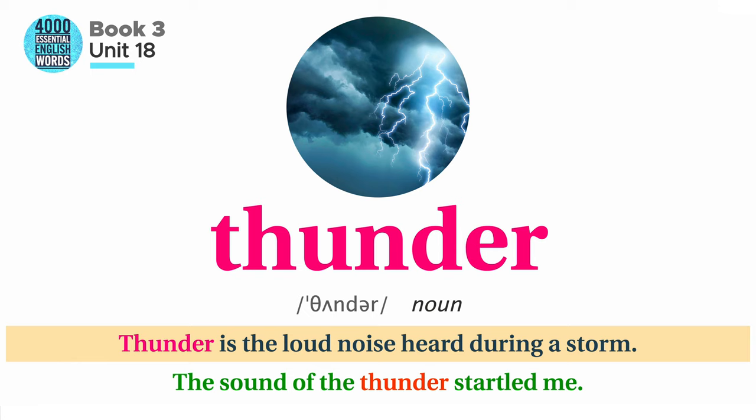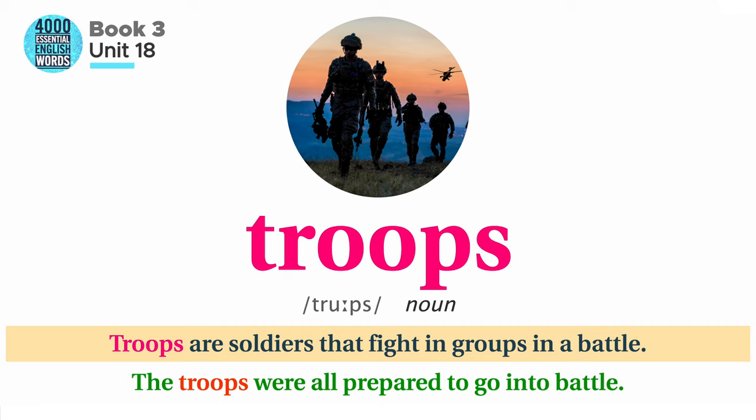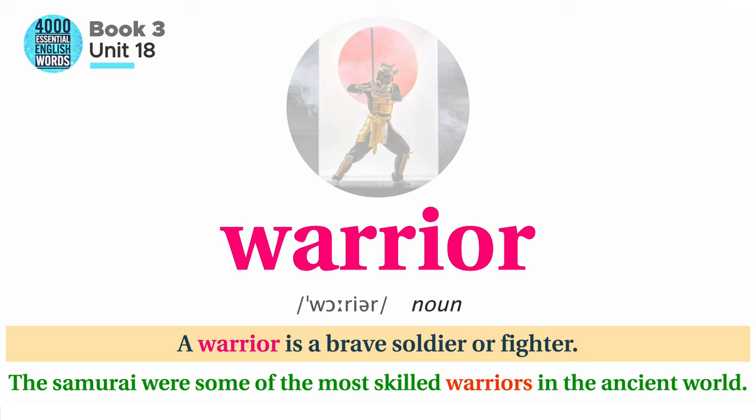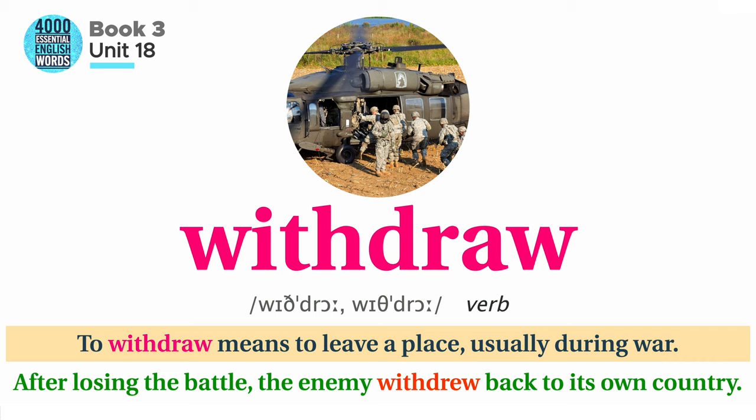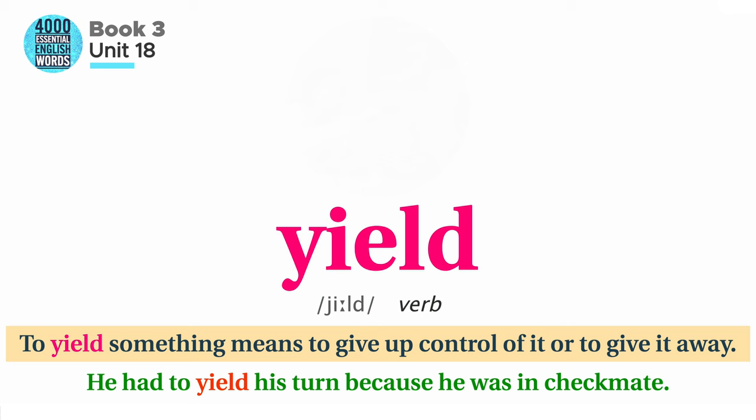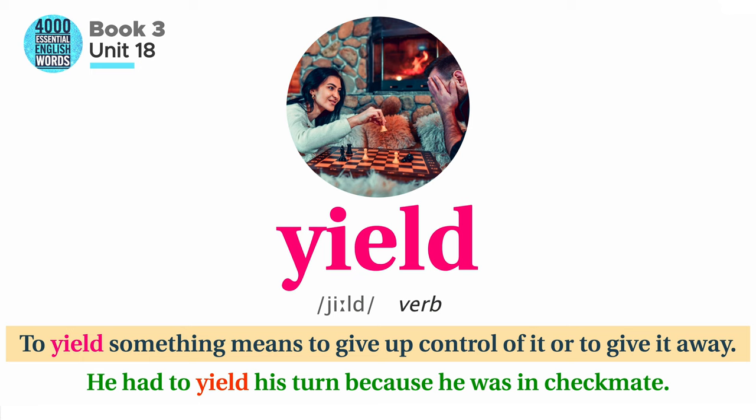Thunder. Thunder is the loud noise heard during a storm. The sound of the thunder startled me. Troops. Troops are soldiers that fight in groups in a battle. The troops were all prepared to go into battle. Warrior. A warrior is a brave soldier or fighter. The samurai were some of the most skilled warriors in the ancient world. Withdraw. To withdraw means to leave a place, usually during war. After losing the battle, the enemy withdrew back to its own country. Yield. To yield something means to give up control of it or to give it away. He had to yield his turn because he was in checkmate.